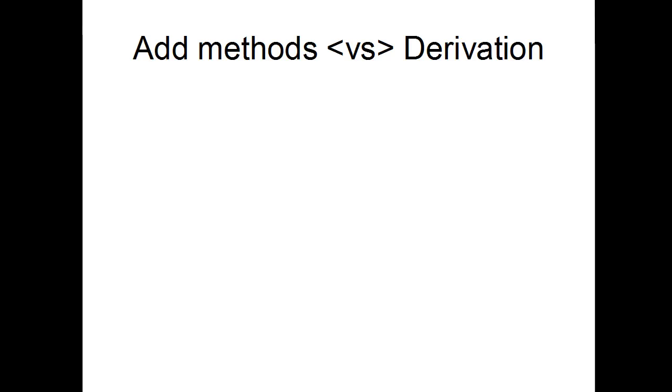Sometimes it's easier to look at things the other way. When are you not going to derive? Well, there is one case that is quite simple. It's when you need more than one object of the ancestor type.